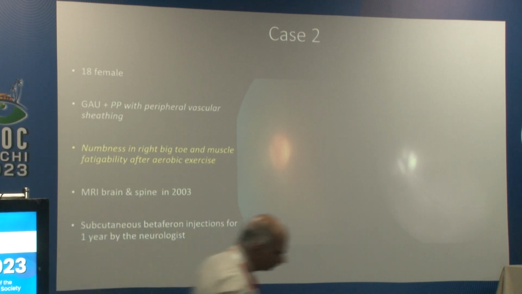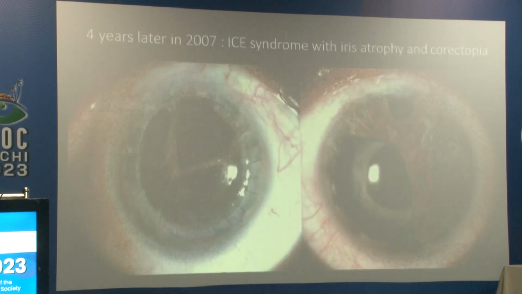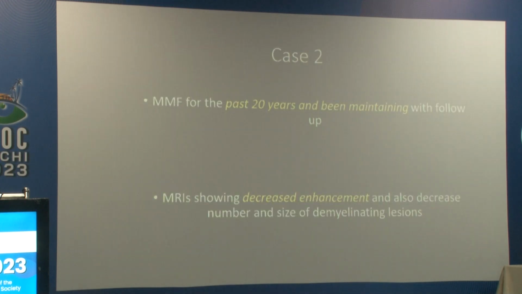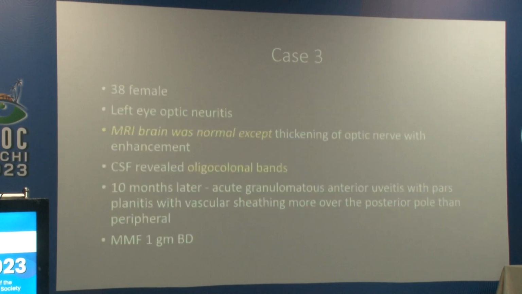The neurologist treated this particular case with subcutaneous beta-interferon injections for 1 year, and we also did mycophenolate in this case. But 4 years later, she developed ICE-type syndrome with iris atrophy and corectopia. With uncontrolled IOP, she underwent trab, which failed, and then AGV with PKP. This was treated with MMF and showed good tolerability and response. Again, the follow-up MRIs revealed decreased enhancement and a decreased number of lesions.